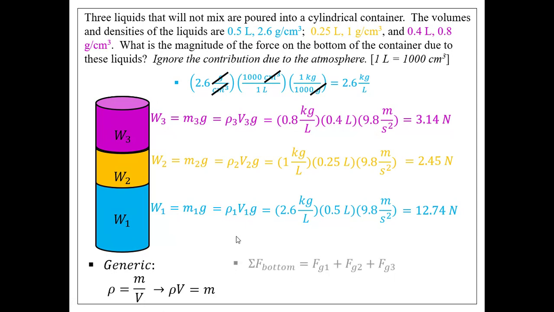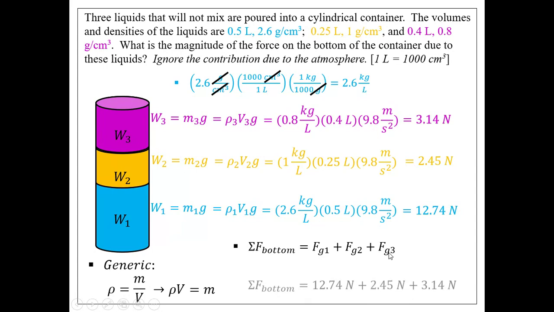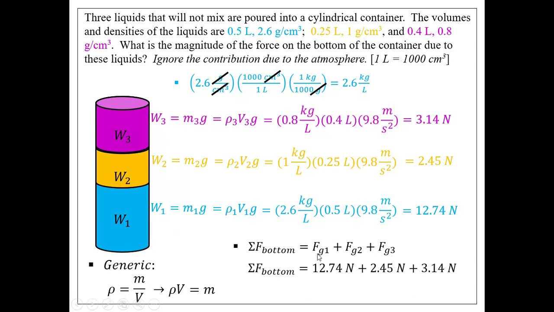All right. So to find the net force at the bottom, you would simply have to just add up all the weight. So instead of W1, W2, and W3, I just call it F of G1, F of G2, and F of G3, just so you know that they're all the same. So therefore, I'm just going to plug and chug. I already found all these values where I'm circling back and forth with my cursor. So the first substance is 12.74 newtons, the second is 2.45, and then the last is 3.14 newtons. So if I add all that up on my calculator, I'll get a value of about 18.33 newtons. And that'd be my answer for this particular video.